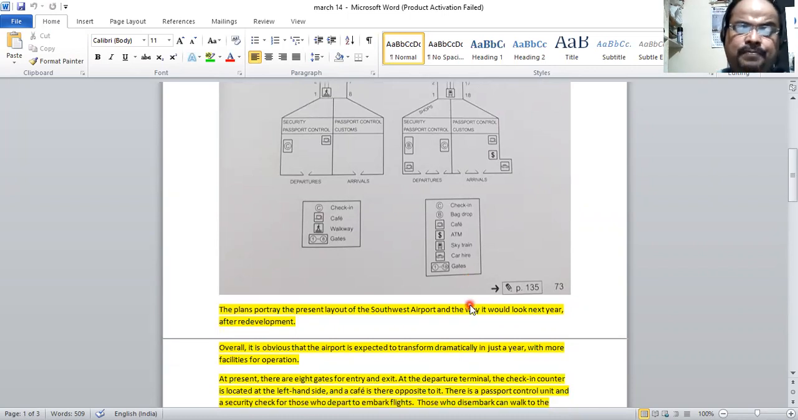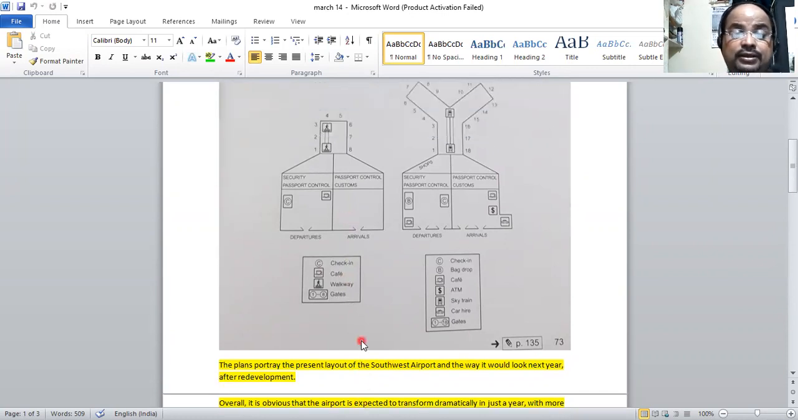At present, now what you can see at present, it's obvious that there are 8 gates for entry and exit. So you have 3 here, 3 here, 2 here. So 8 gates for entry and exit.